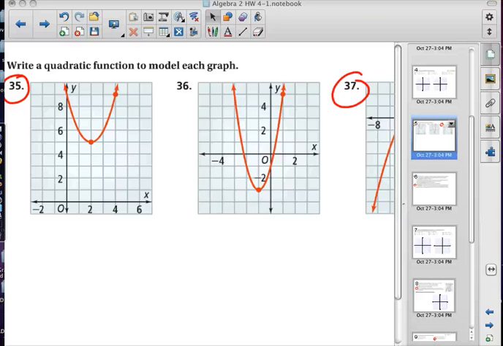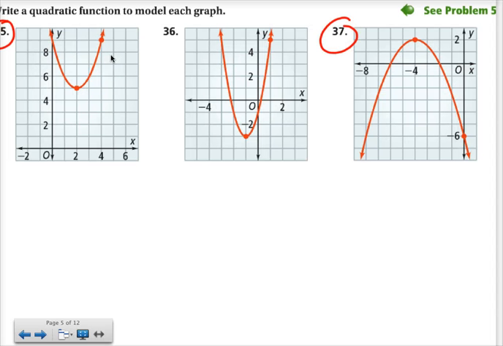These are the frequently asked questions for Algebra 2 for section 4.1, day 2, starting with number 35. Number 35 asks us to write a quadratic function to model each graph. And what we want to remember is our generic formula that uses h and k for our vertex form.